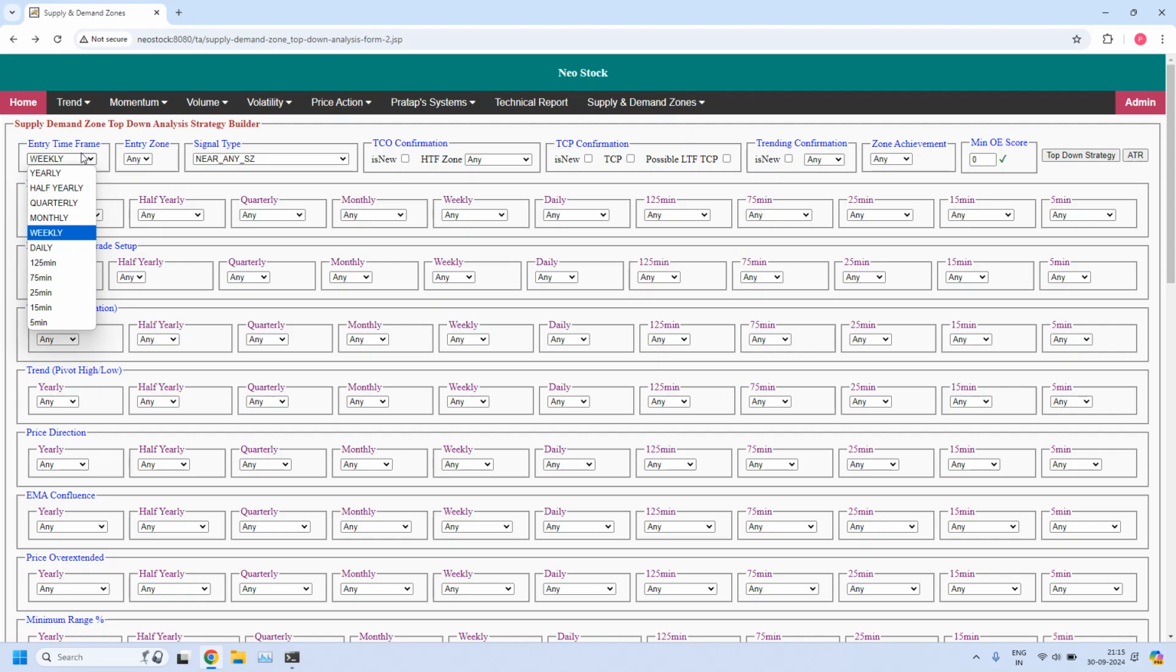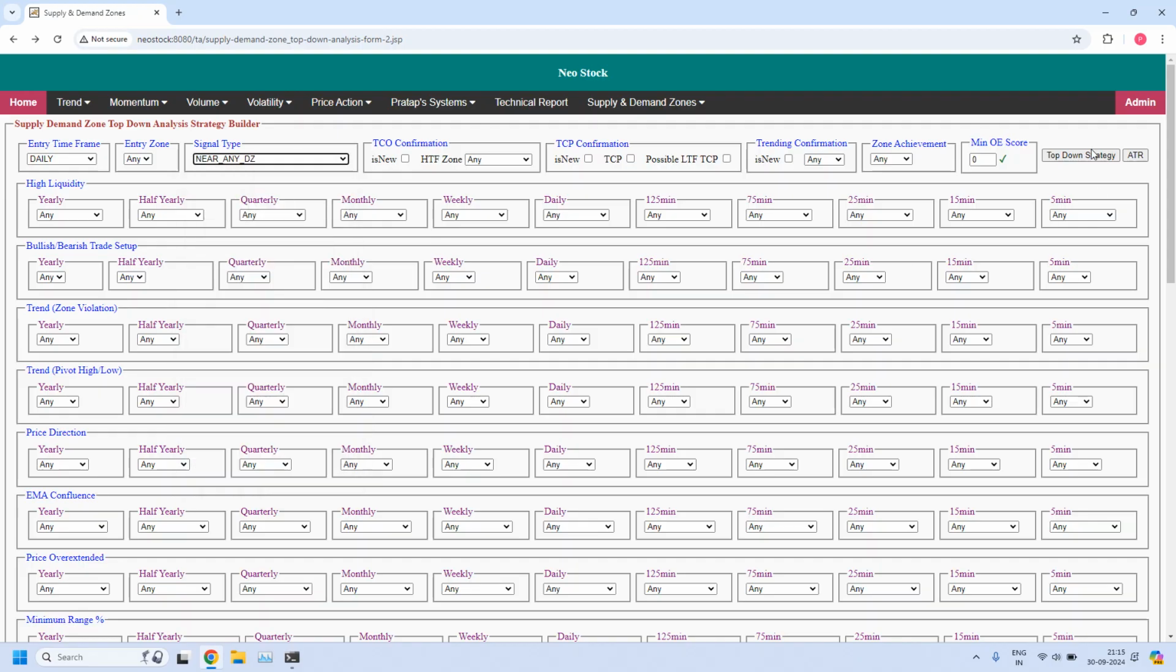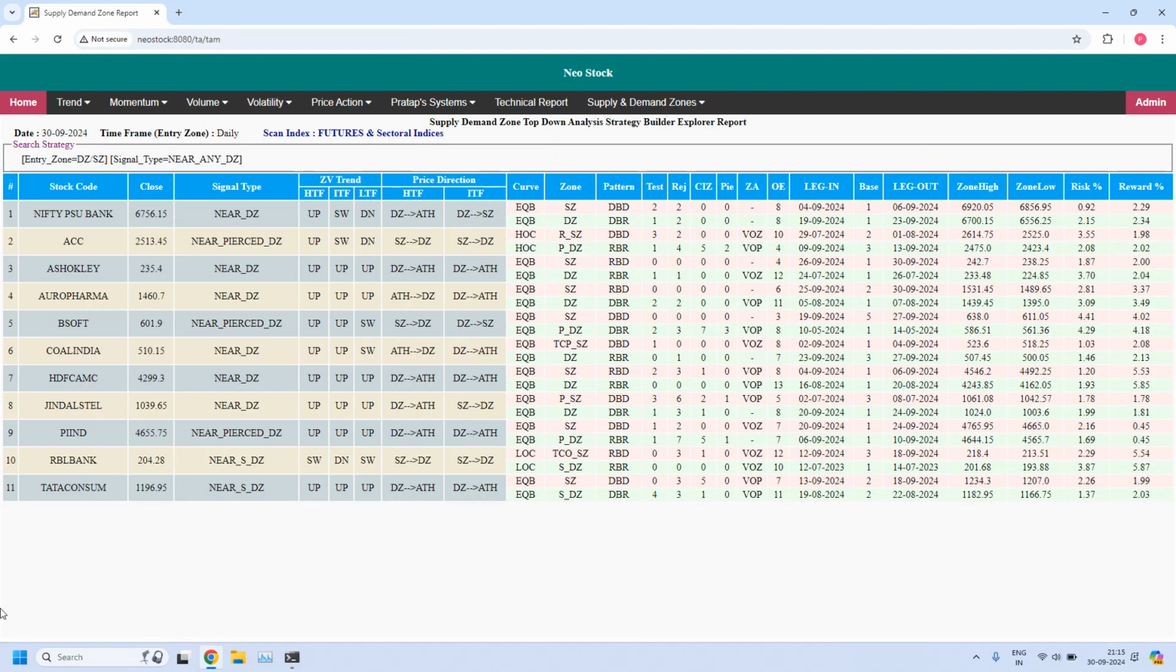Next time frame is daily. Entry time frame daily. Let us find the stocks near daily demand zone. 11 stocks are filtered. Let us identify high liquidity demand zones, if any, from this list.